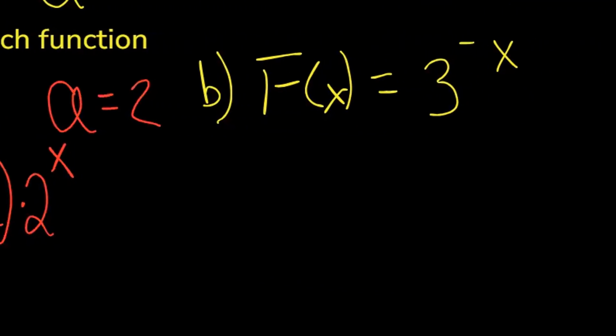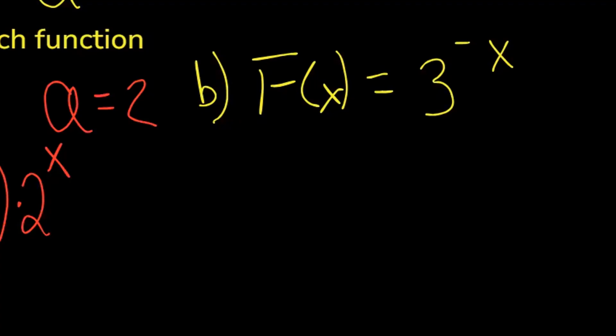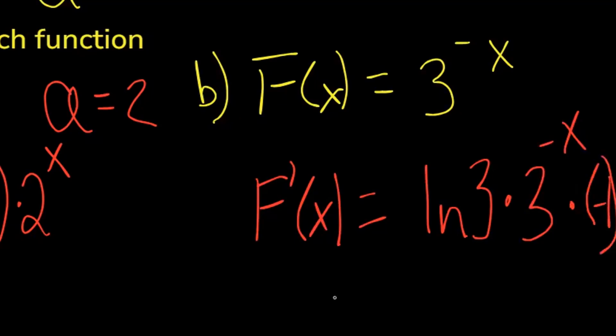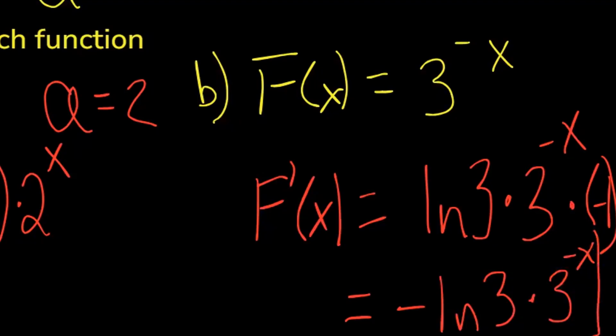For this next one, we don't just have 3 to the x, we have 3 to the negative x, so we have to treat that as a u, and u equals negative x in this case. So the derivative is going to be natural log 3 times 3 to the negative x times the derivative of u because of the chain rule, which is -1. Now, to make this a lot neater, we just put the negative in front. Negative natural log 3 times 3 to the negative x. And that would be our answer there.